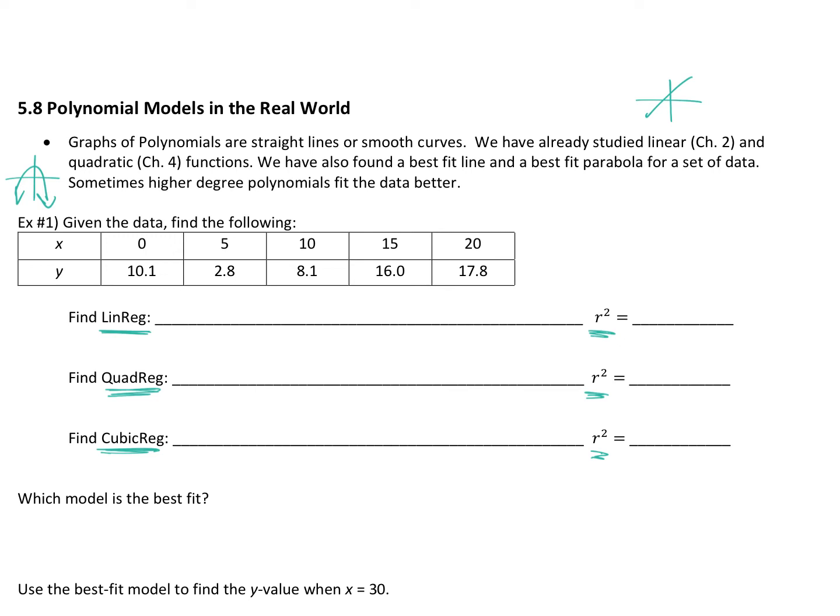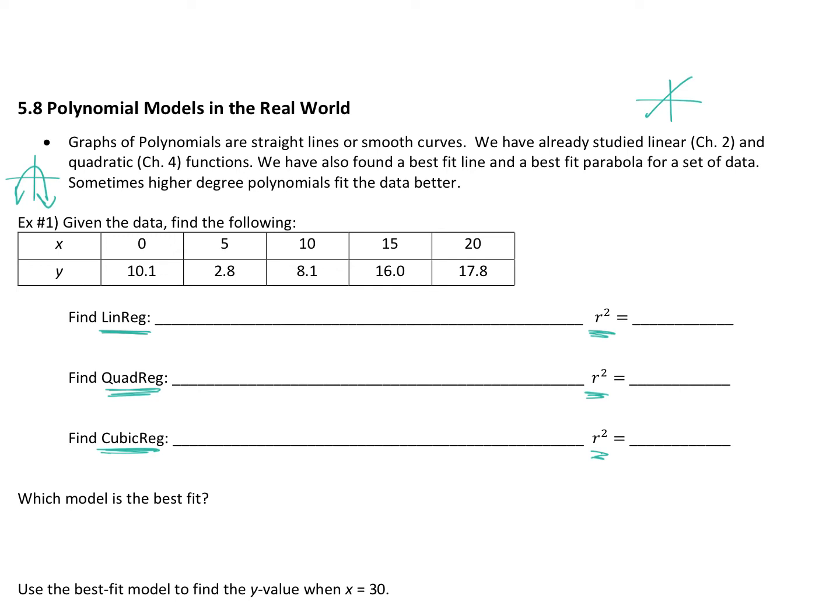Okay, and then the last one, the cubic regression. Any guesses? Stat, arrow over to calc, number 6, cubic regression. And enter all the way through again. No need to store anything.